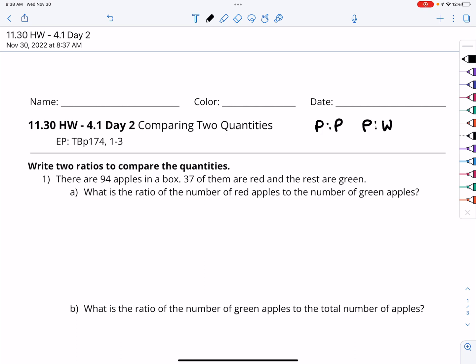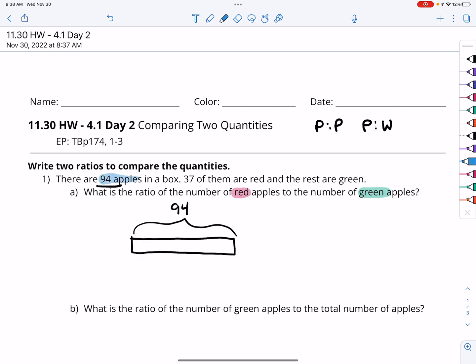So when we see this, question number 1, there are 94 apples in a box. 37 of them are red and the rest are green. What is the ratio of the number of red apples, I'm going to continue color coding, to the number of green apples? So as we get started here, I know that there are 94 apples in the box. That to me sounds like our total or our whole that we have. So I'm going to do one big bar, and I know that this whole bar is 94 apples.